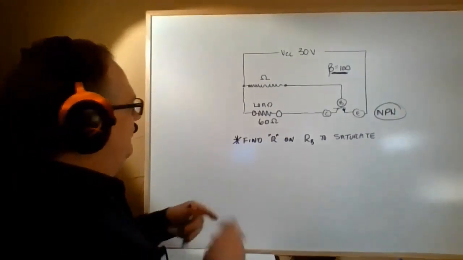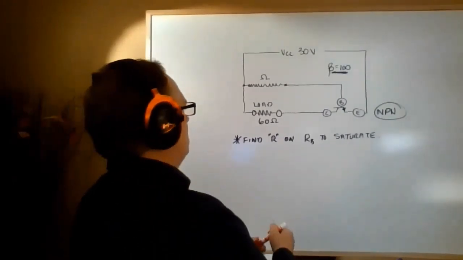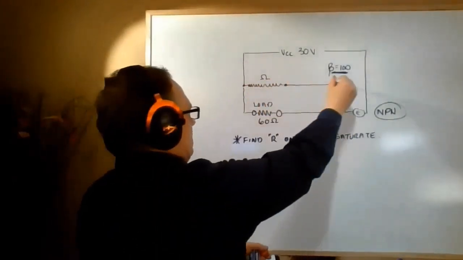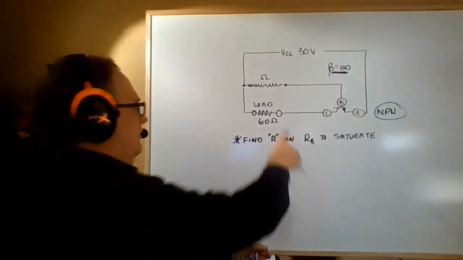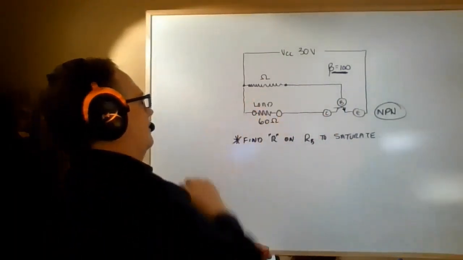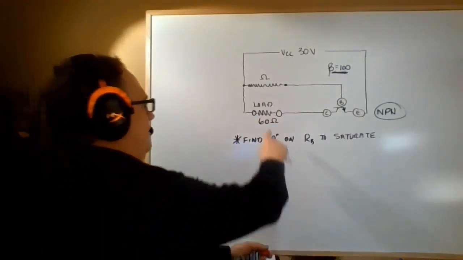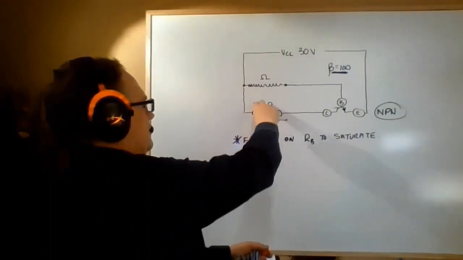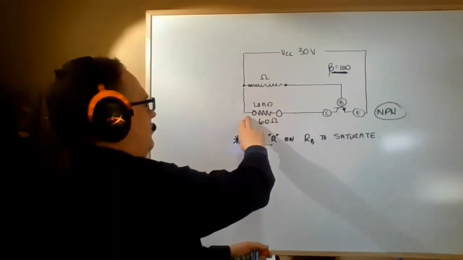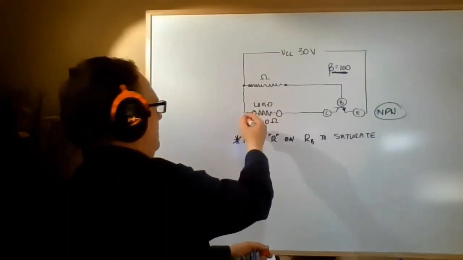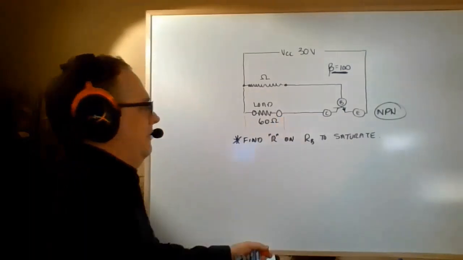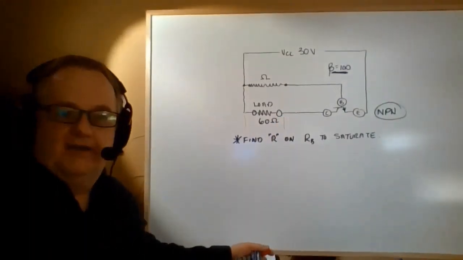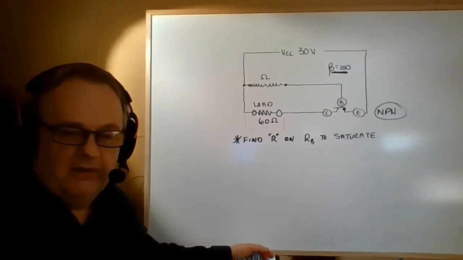Now, let me start by explaining it like this. If base current flows into the base, and as that current increases, this load current increases, at some point the current across here will almost give us a voltage drop across here of 30 volts. But it can never quite get to 30 volts, and here's the reason.